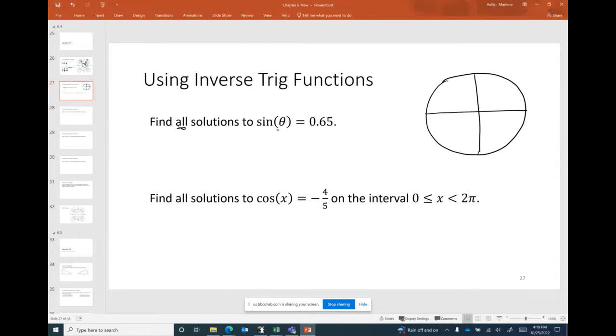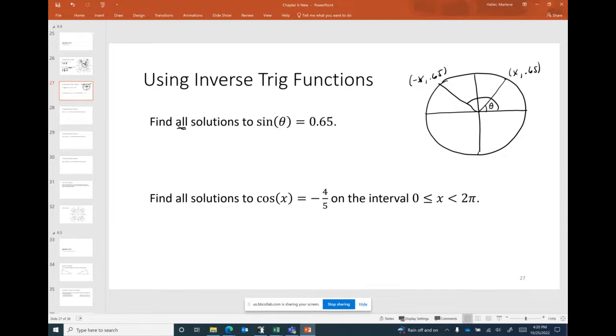If the sine of the angle is 0.65, that means the y-coordinate of the terminal point is 0.65. So maybe there's a nice estimate of where that angle might be. There's theta right there. The terminal point will have some x-coordinate, I don't care what it is, but the y-coordinate is going to be 0.65. So there's one occurrence. There's another one that's going to happen over here. The x-coordinate is going to be the negative of that value, but it's going to have the same y-coordinate, 0.65.